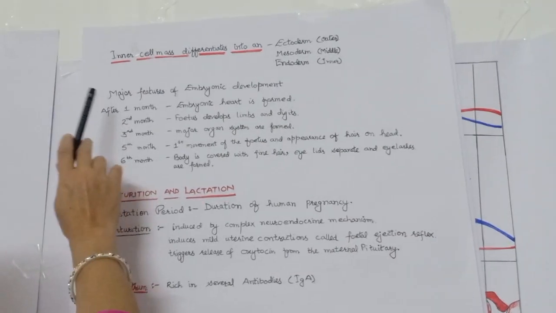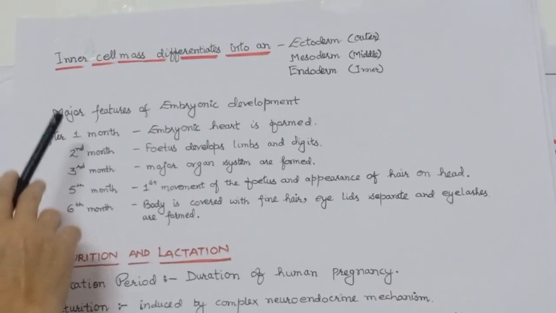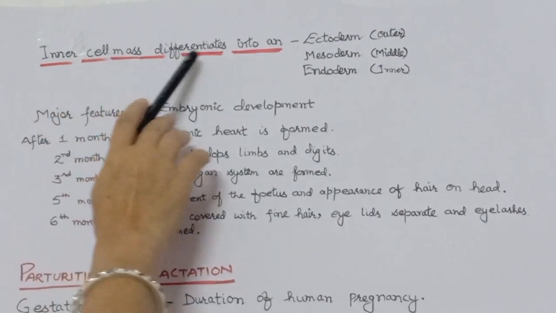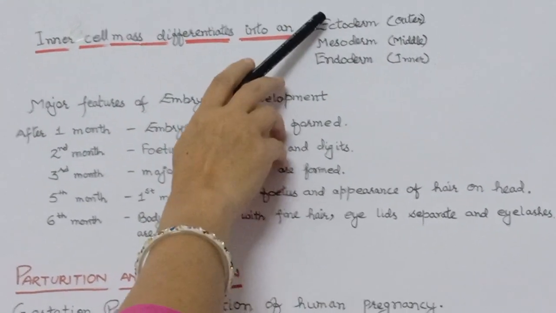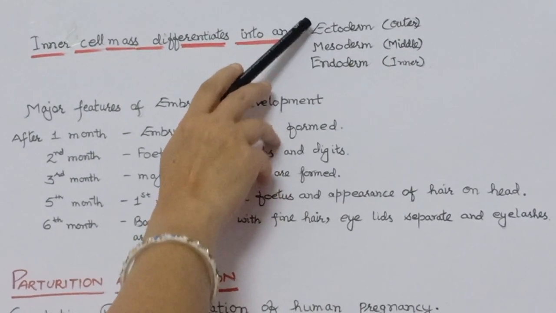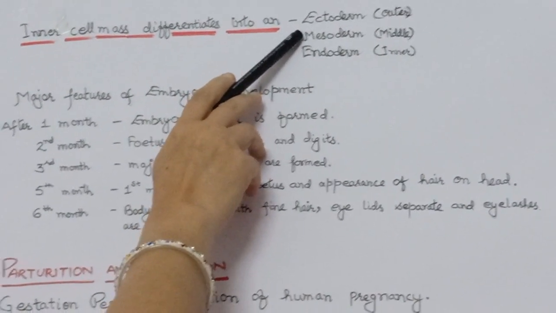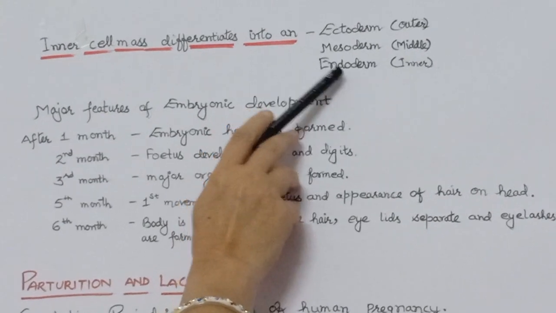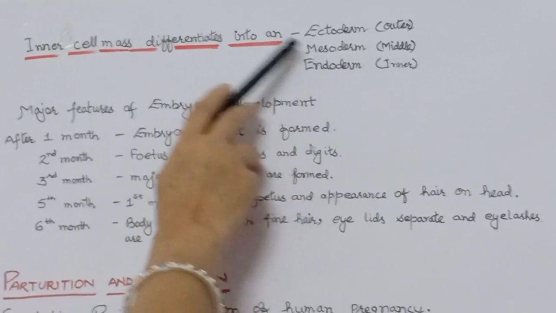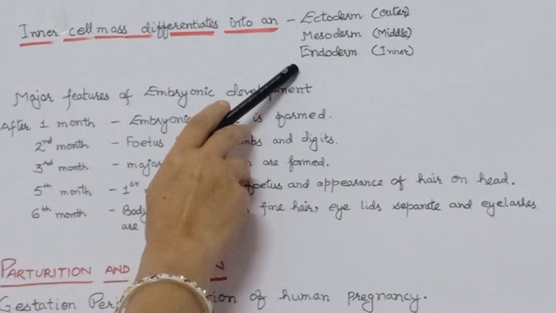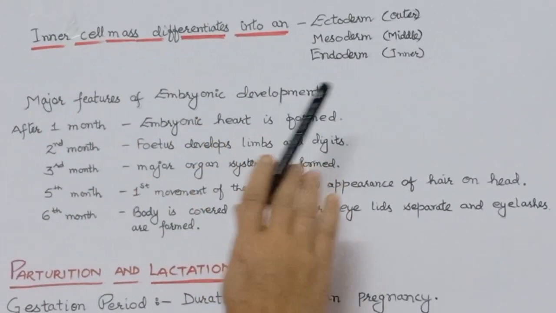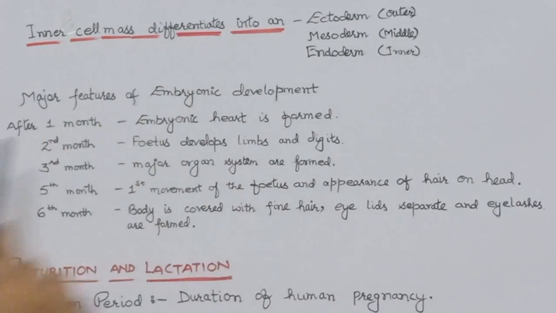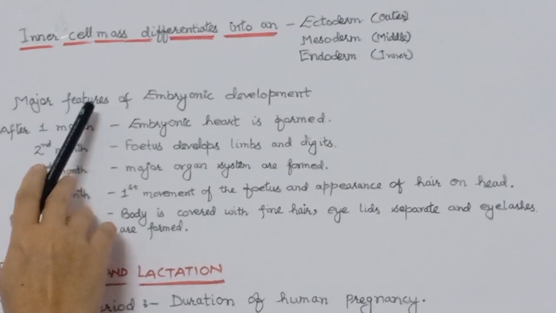Now immediately after the implantation, the inner cell mass differentiates into three layers. These three layers are the outermost, ectoderm, the middle one, known as mesoderm, and the innermost, known as endoderm. These are the three layers of the embryo, and the whole body, the different organs and tissues, arise from these three layers. Now these are the major features of embryonic development.